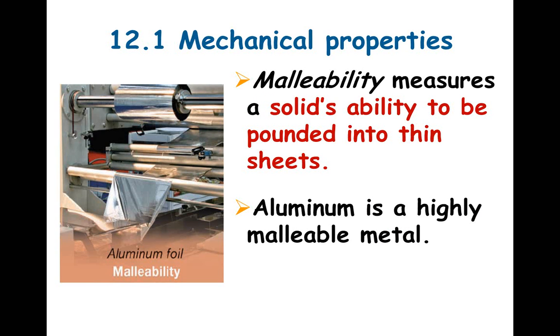Malleability is its ability to be pounded or turned into smooth sheets. So if something is malleable, it can be made into thin sheets. Aluminum, as you already know, has a high malleability.